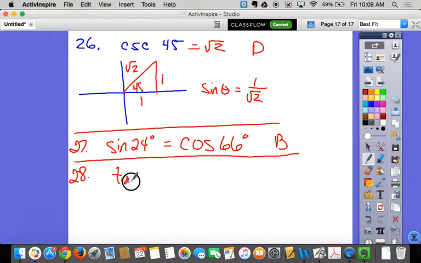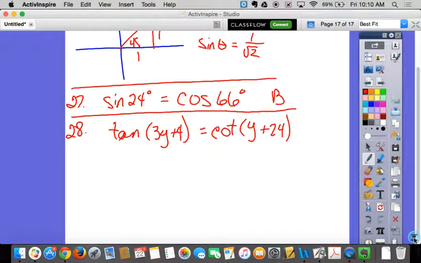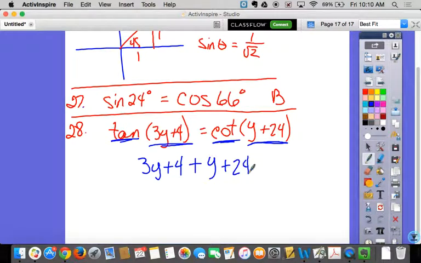So 28, we got tangent, 3y plus 4, and then we got cotangent, and this is y plus 24. It does say find the solution, assume everything's a cube. What you got to look at is, what's the relationship between tangent and cotangent? They have several, so be careful here. They are reciprocals, but reciprocals don't help you here. What's going to help you is the fact that 27's up above it, and they're talking cofunctions. So this angle and this angle have to add up to 90. The instructions for number 27 are going to help you on number 28. Once you get it written out, you should be good.